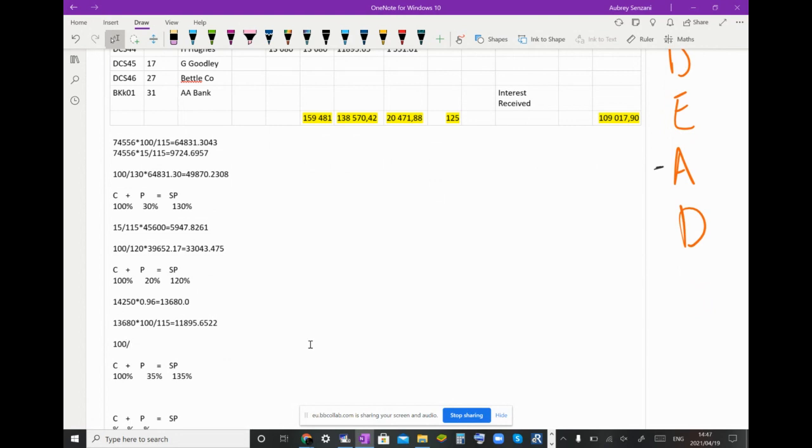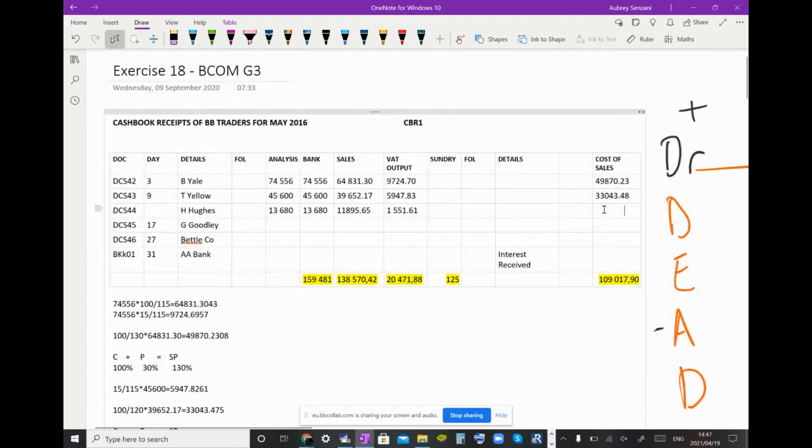Right. All right. So again, we want cost. Cost is 100 divided by 135, which is what we have, times the amount. 11,895.6522 equals. So this was the cost of. This is how much we paid for this stock. Right, and there we go. Okay. Now we can go to sales. Is everybody good so far? We're together. Making sense.